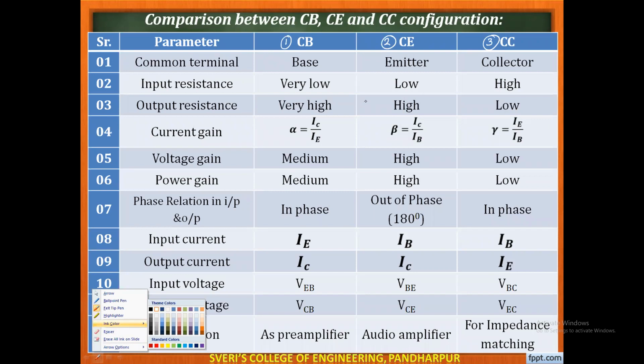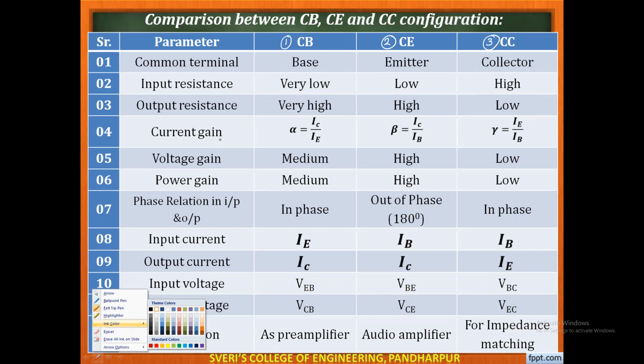And these 2 configurations will fulfill the basic requirement. So these 2 configurations are used in amplification. But for the common collector configuration, exactly the reverse thing appears: input resistance is high and output resistance is low. That's why it is not used in amplification.